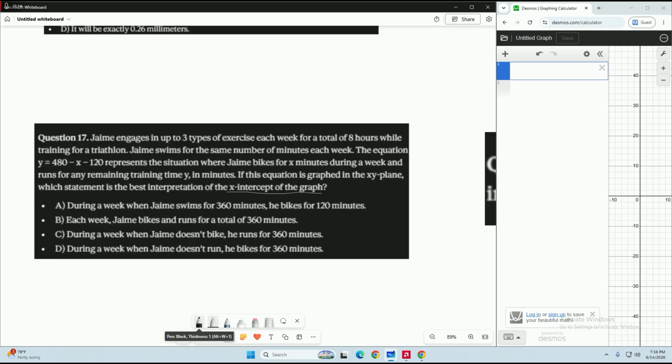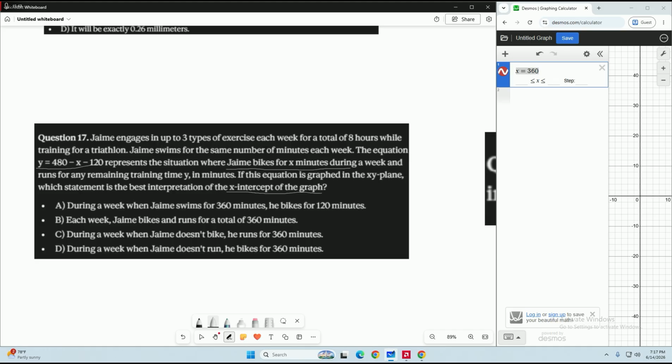Okay, so first what I notice is I can simplify the equation they give me. My equation becomes y is equal to 480 minus 120, that's 360, minus x. And since we're talking about the x-intercept of the graph, that is basically when y is equal to 0. So if I replace y with 0, I can add x to both sides. Then x is equal to 360. In the question, x minutes represents the amount of minutes Jamie bikes.